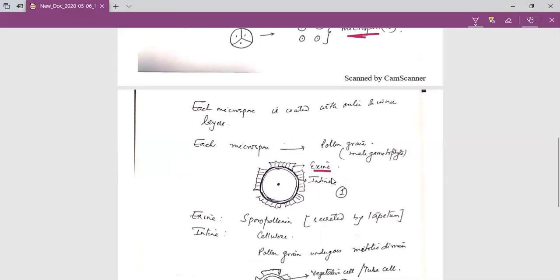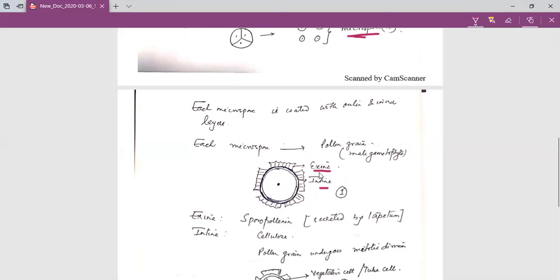Now regarding exine. Exine is made up of sporopollenin. Hope you remember when we had discussed the function of tapetum. That time I told you the tapetum function is to secrete sporopollenin or help in the formation of sporopollenin. So sporopollenin is the most resistant material present in the living world. So that is why it is not very easy to degrade any pollen grain, because of this sporopollenin.